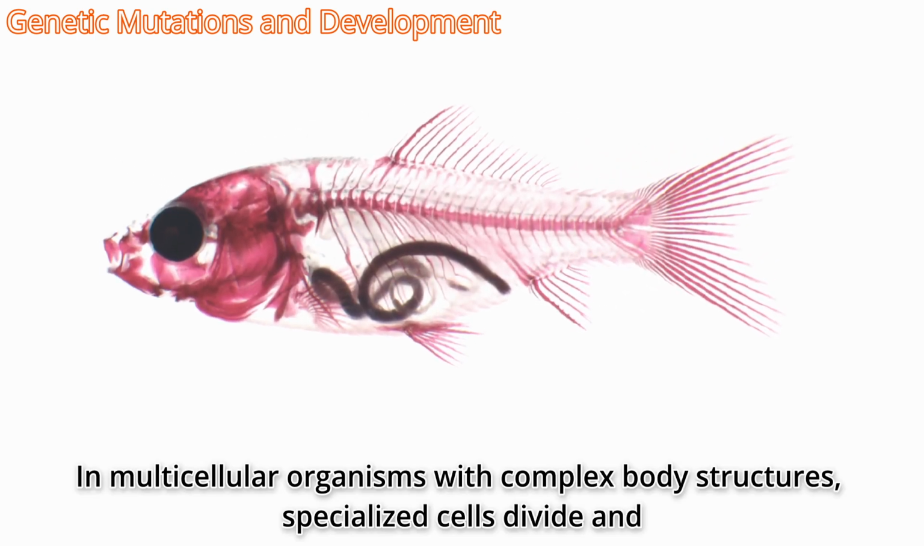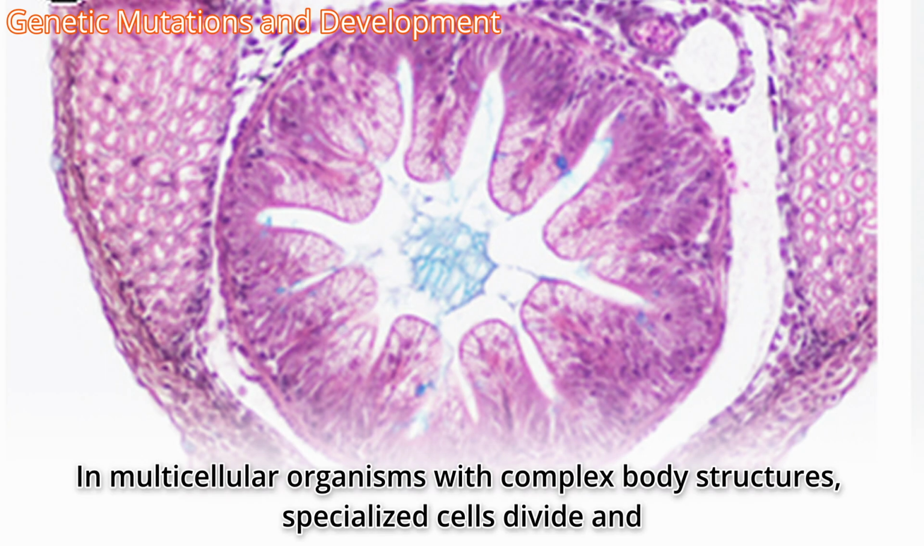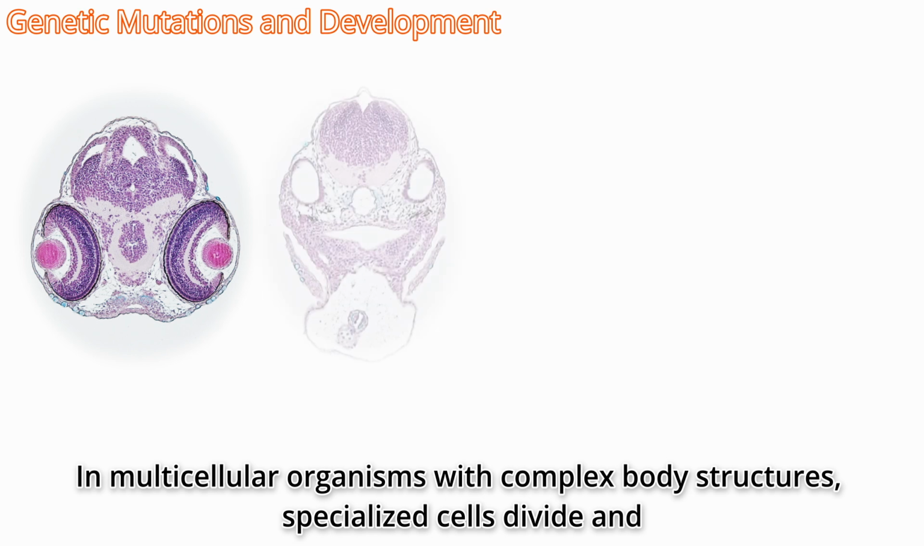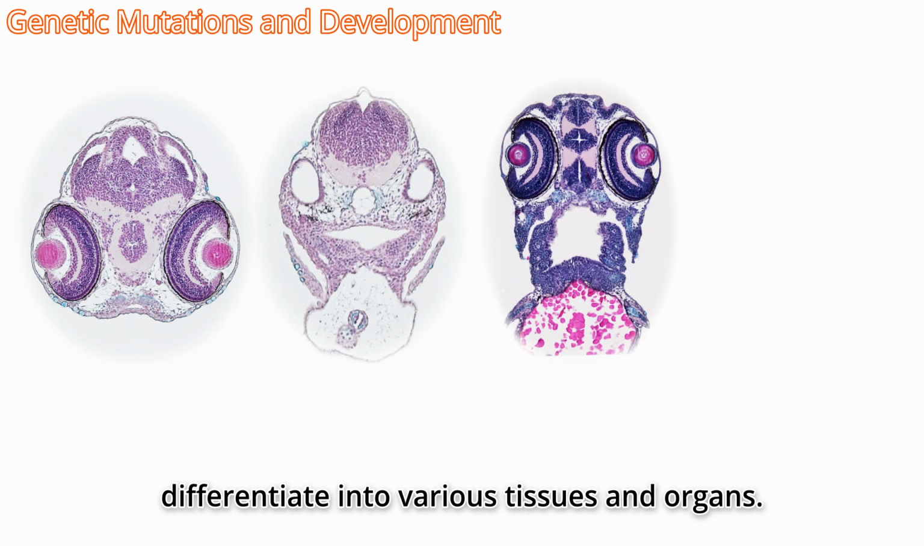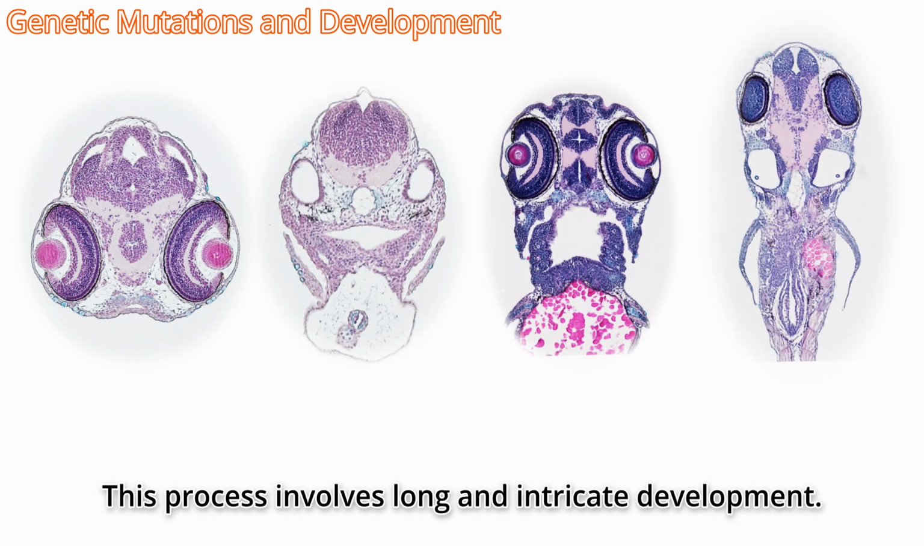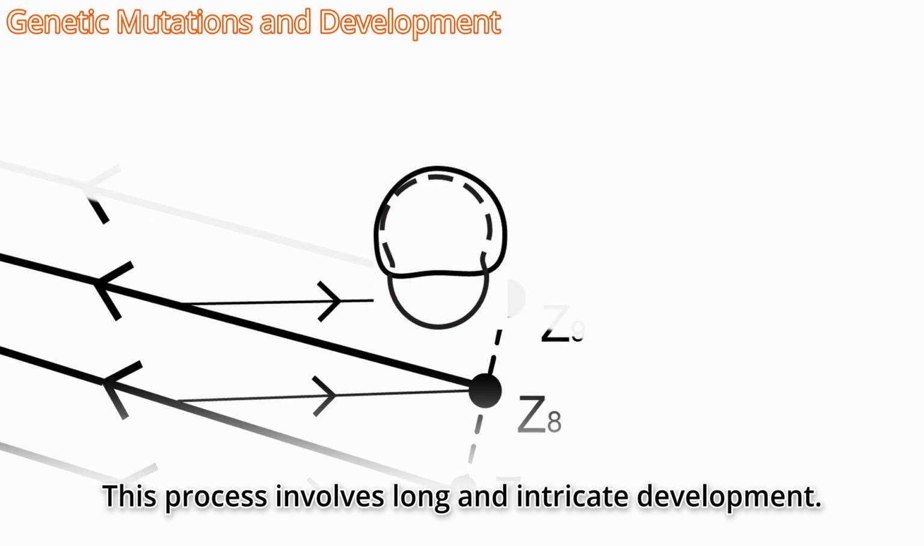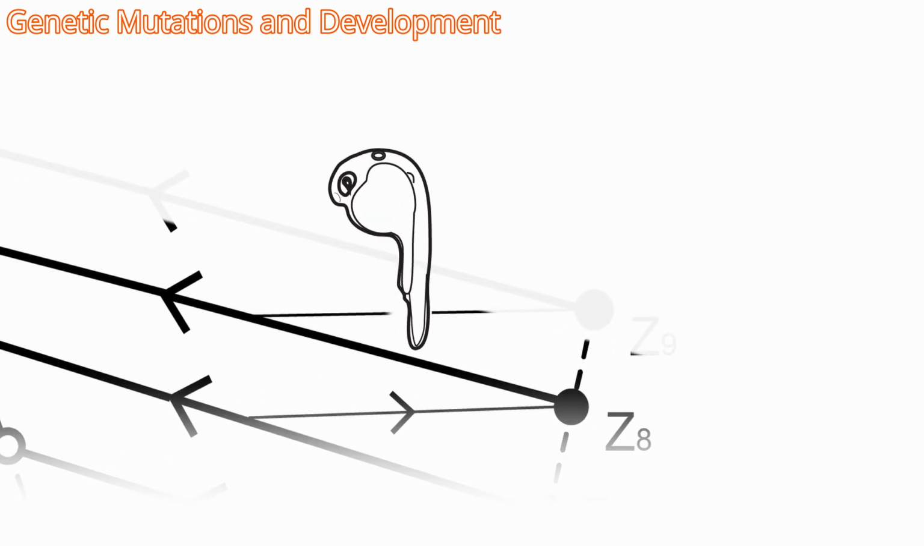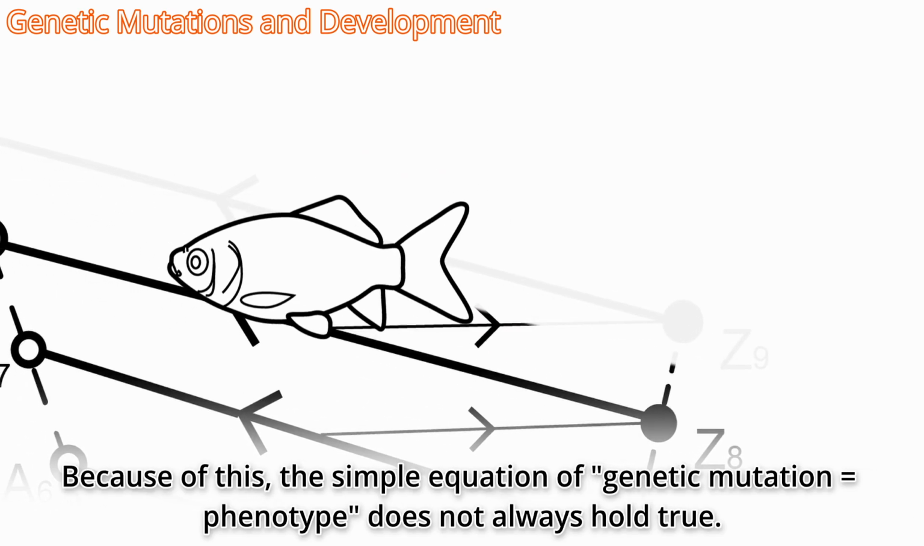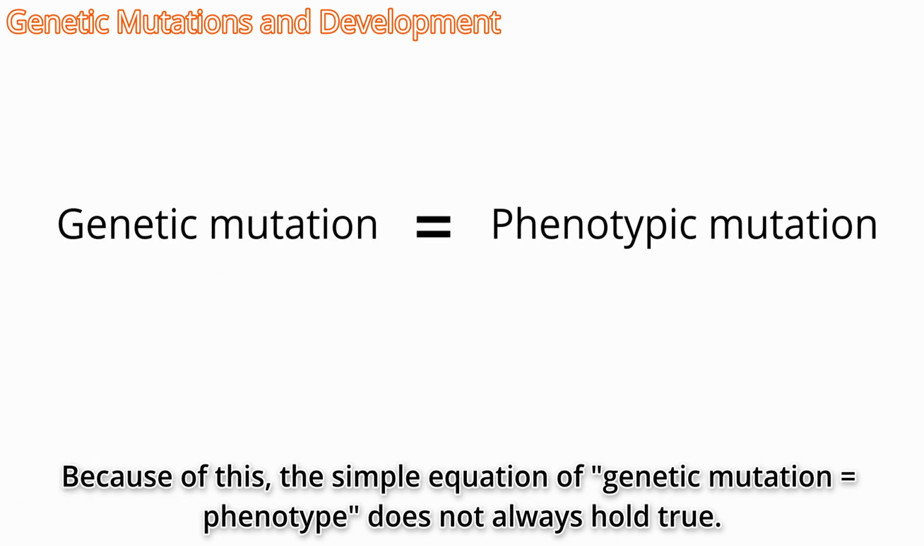In multicellular organisms with complex body structures, specialized cells divide and differentiate into various tissues and organs. This process involves long and intricate development. Because of this, the simple equation of genetic mutation equals phenotype does not always hold true.